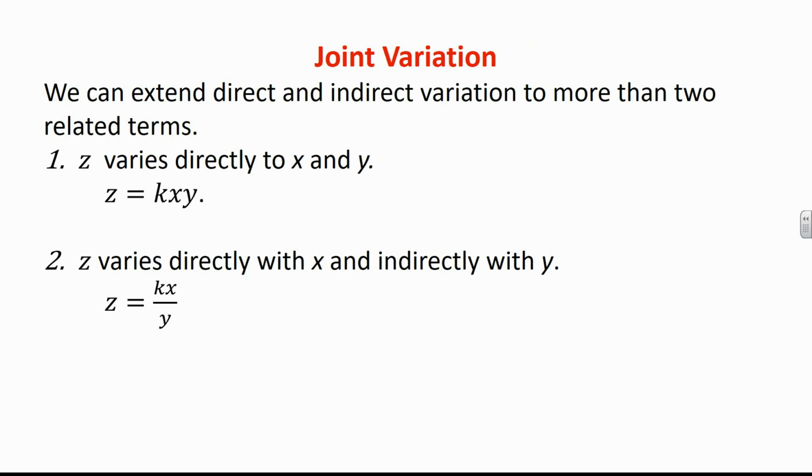You remember the idea of inverse or indirect means that if direct means upstairs, indirect or inversely means downstairs. Right? So if I see the term that a statement is inversely, then I'm going to put it downstairs. That is in my denominator. So z varies directly with x. That means that x is going to be upstairs, and indirectly with y. So that means that y is going to be downstairs. Right? So we call this a joint variation.